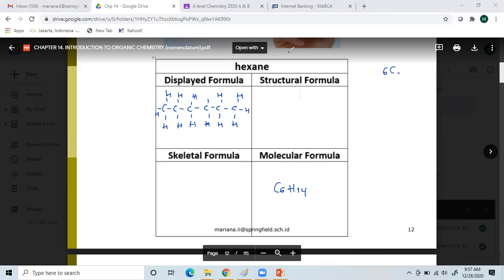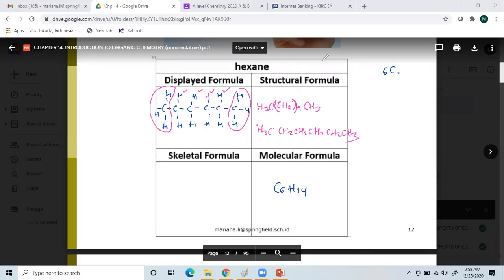Okay, let's make the structural formula. Once again, we can make the condensed structural formula here. So CH3, and then we have CH2, 1, 2, 3, 4, right? So we can make a bracket, CH2 4 times, and then the last is CH3 again. So H3C, in the bracket CH2 4 times, CH3, or you can also write like this: CH3, CH2 4 times, and then CH3.